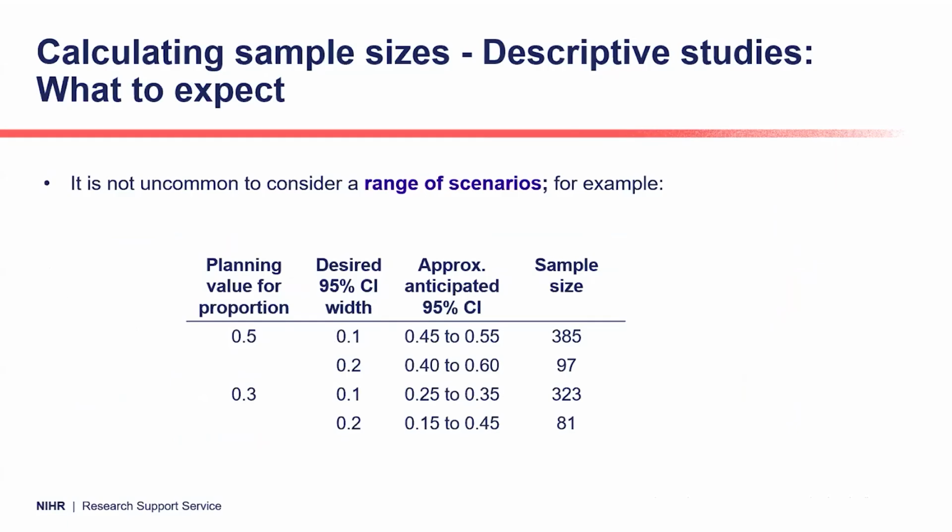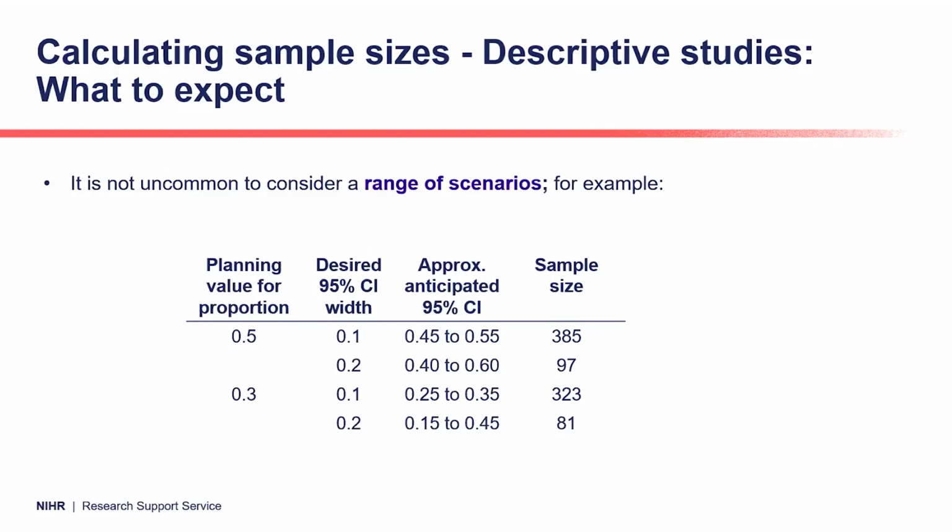So a statistician would usually come up with a range of scenarios for the precision-based sample size calculations, depending on the planning value and the desired confidence interval width. The example on this slide is based on a proportion as a statistic of interest. So if, for example, some studies suggest a proportion of 0.3 or 0.5, then you could identify different sample size scenarios depending on whether you want a more precise or a less precise estimate.